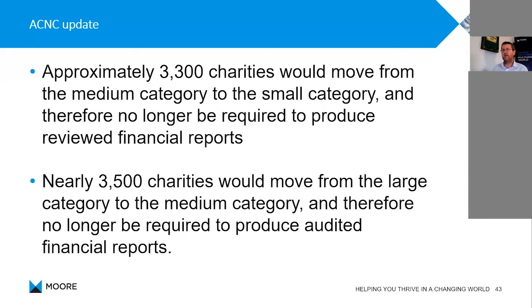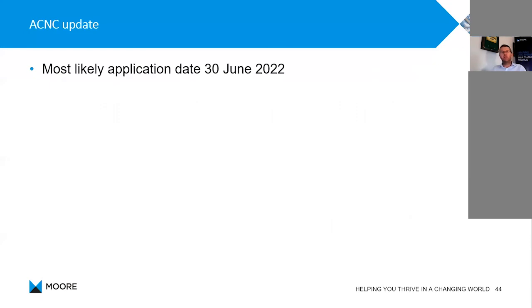Last time I checked, it hadn't been finally signed off, but all things point that it will be. And the most likely application date would probably be 30 June 2022. Now, this will be mandatory on the ACNC entities, but we'll have to see what individual state jurisdictions do. So departments of fair trading, associations, those sorts, ASIC, what they do with their thresholds.